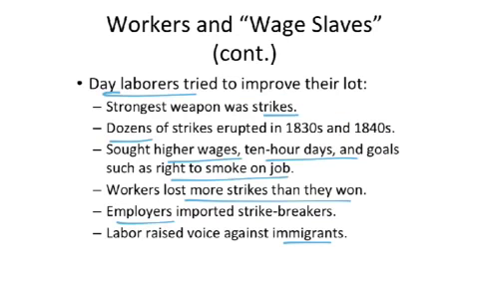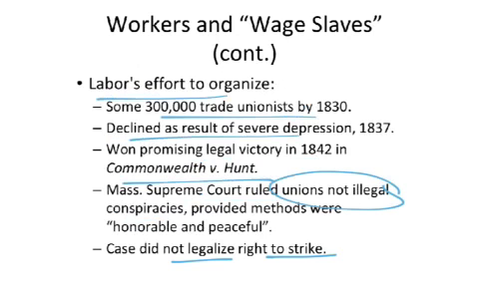Day laborers tried to improve their situation as well, and their strongest weapon was strikes. Dozens of strikes erupted in the 1830s and 1840s as workers sought higher wages, 10-hour days, and goals such as the right to smoke on the job. Workers lost more strikes than they won, and the employers often imported strike breakers to cross the picket line. Labor raised its voice against the immigrants because the immigrants a lot of times were used as strike breakers.